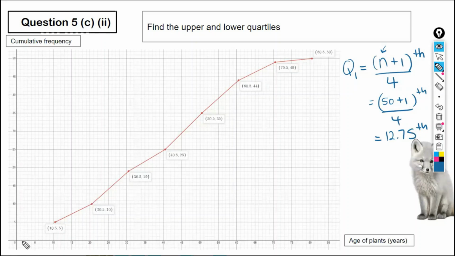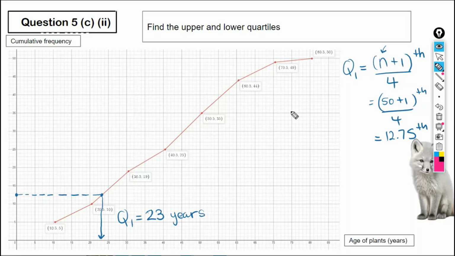So we have to go on the y-axis and look for 12.75. I have to do my best to approximate. 12.75 will be somewhere here. What you have to do is go across, let it hit the graph, and see what number it falls down on. On this one, it looks like it falls on 21, 22, 23. Q1 looks like 23. Right? And that is the age of plants we're measuring. So Q1 is 23 years.